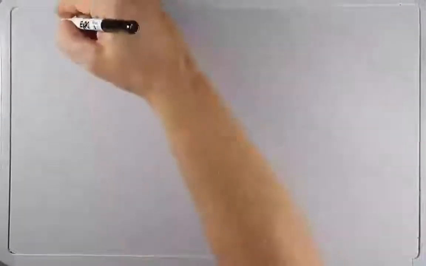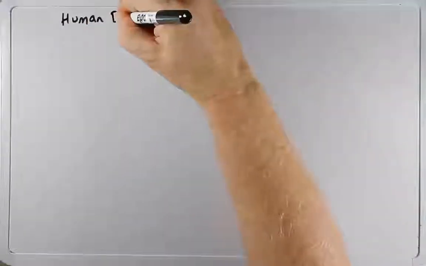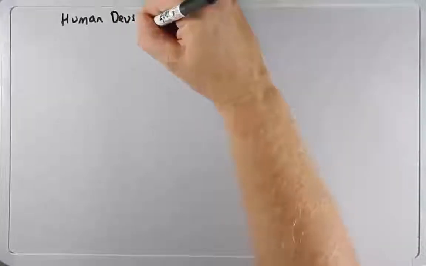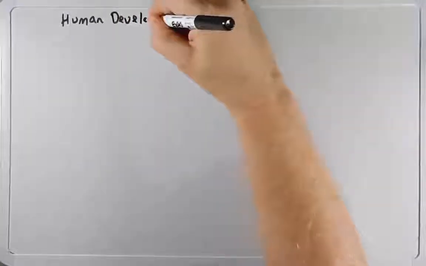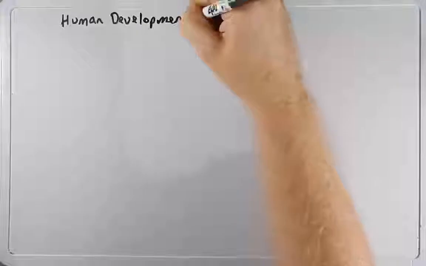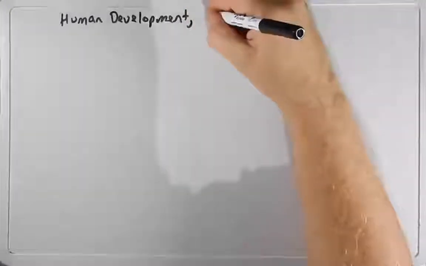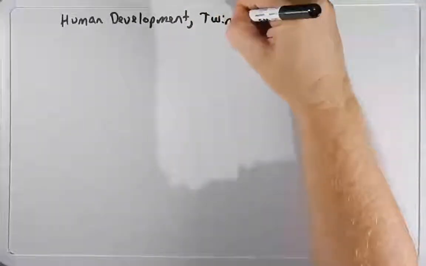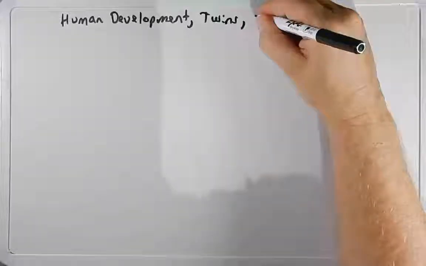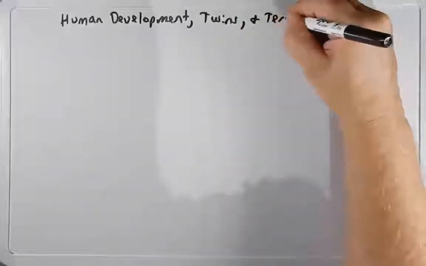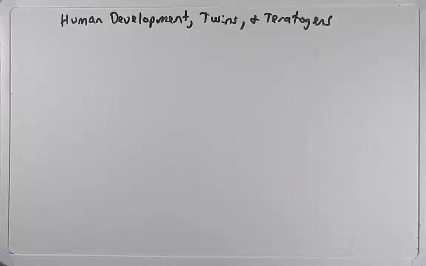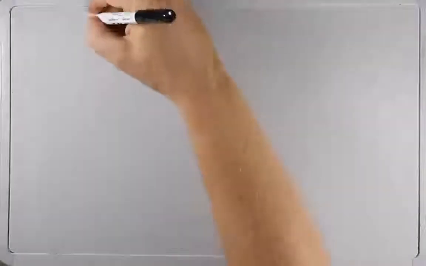In this podcast, we're going to talk about a few different things, including human development, more precisely development of the embryo and into the fetus. We'll talk a little bit about twins and the effect of teratogens. But we're going to begin with talking about human development. And as I said, we're going to focus primarily on embryonic development.